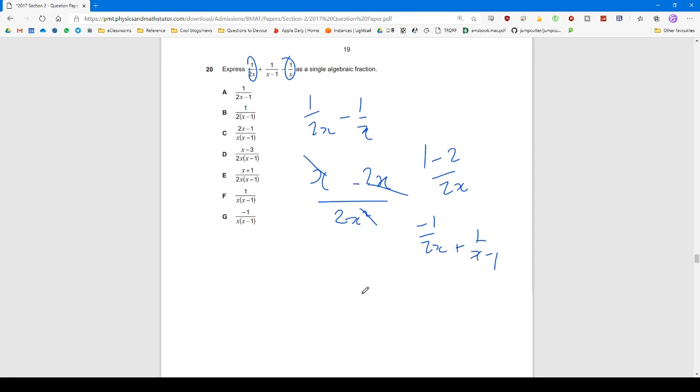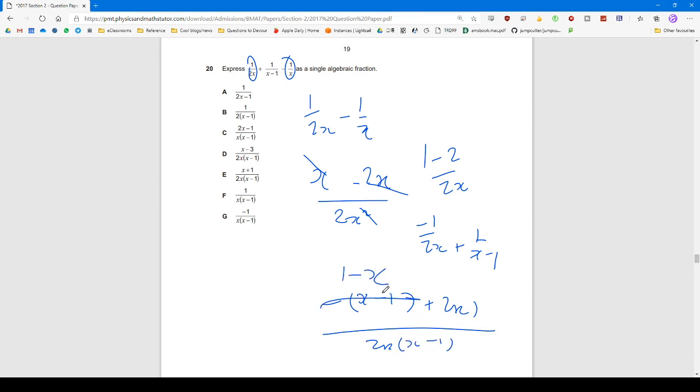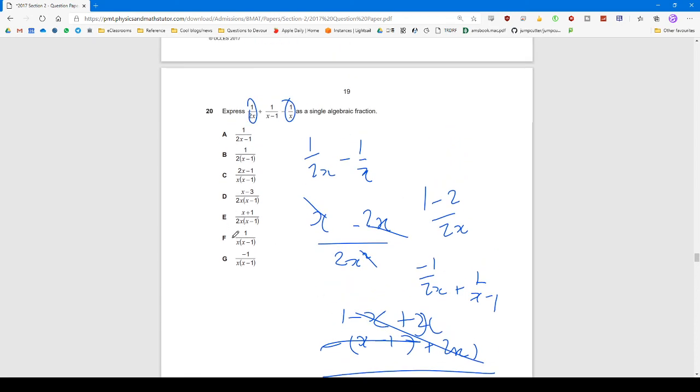Multiply out again. x minus 1 minus x minus 1 plus 2x over 2x, x minus 1. And then this becomes 1 minus x, so flip it around because there's a minus sign. 1 minus x plus 2x. Minus x plus 2x goes to plus x. So it becomes 1 plus x over 2x, x minus 1. 1 plus x over 2x, x minus 1, here.